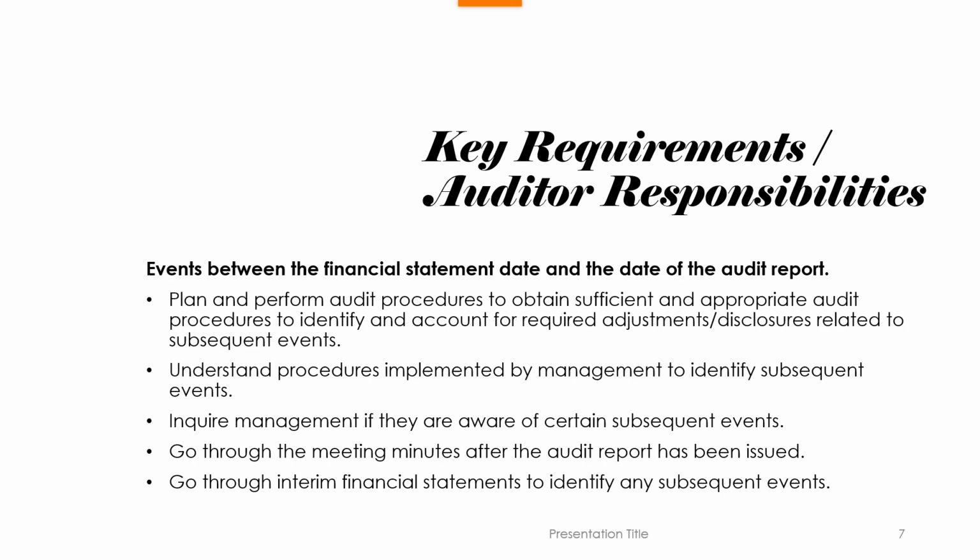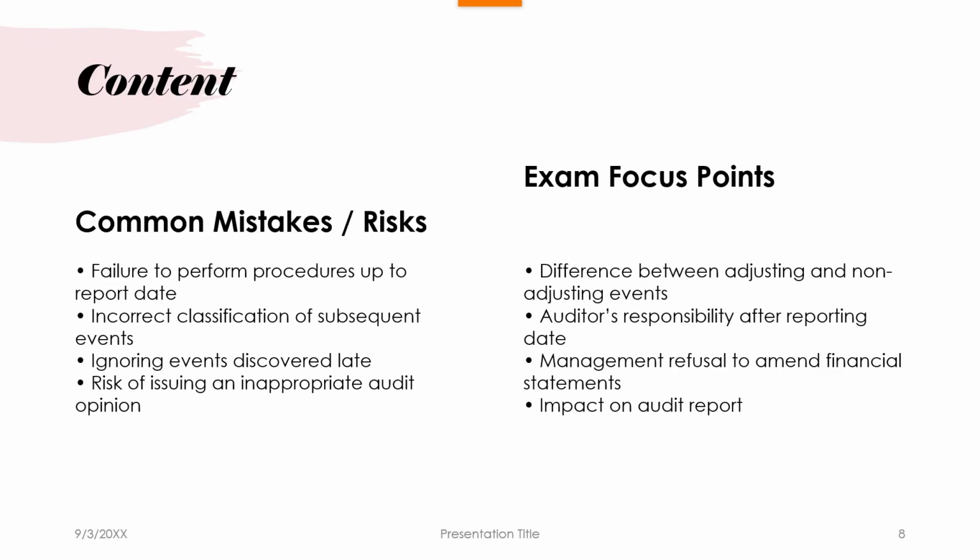Now let's move forward and discuss the common mistakes that we usually make. Common risks in relation to ISA 560 include failing to perform procedures right up to the audit report date, incorrectly classifying adjusting versus non-adjusting events, ignoring events discovered later, and issuing an inappropriate audit opinion. These are areas exams and regulators focus on.